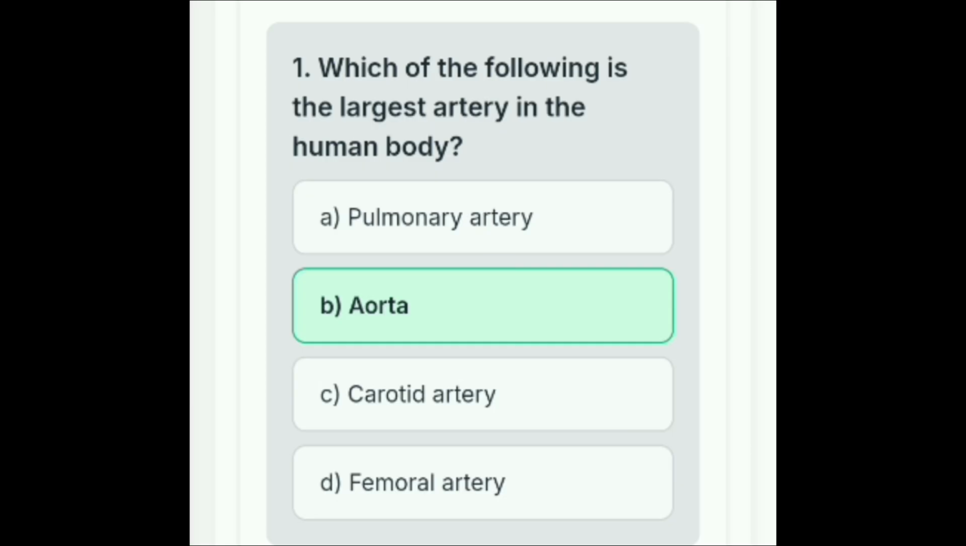Which of the following is the largest artery in the human body? Option A, pulmonary artery. Option B, aorta. Option C, carotid artery. Option D, femoral artery. So B is the right answer.